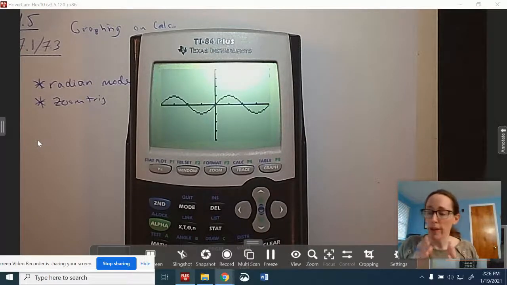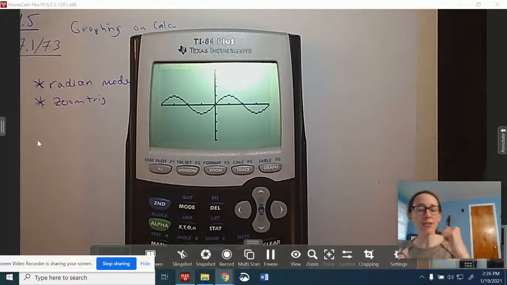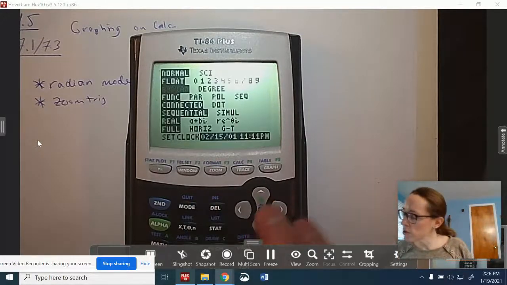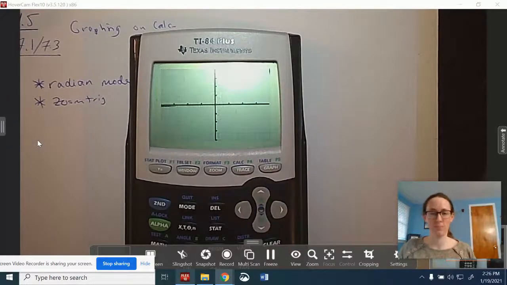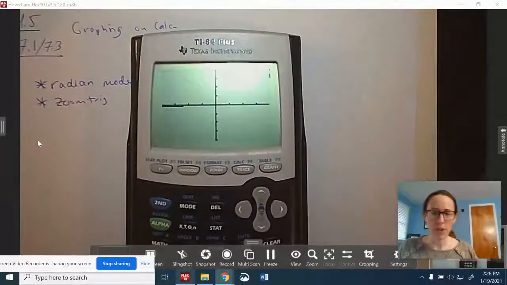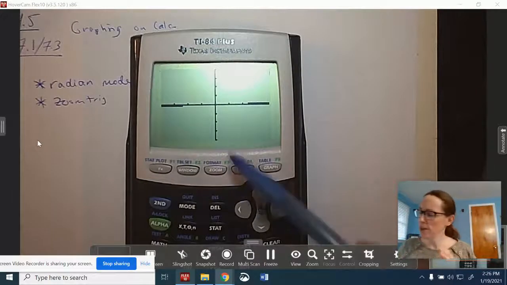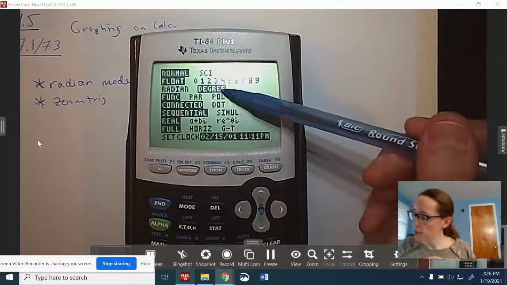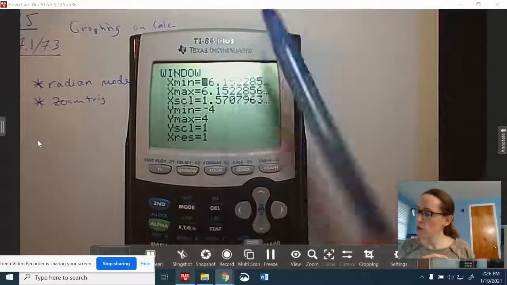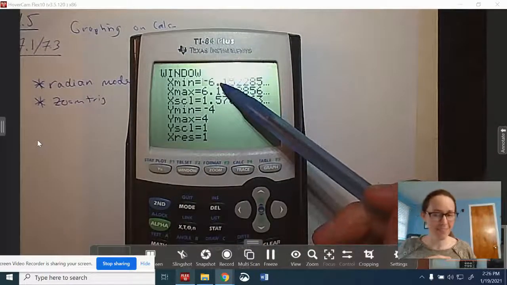I want to remind you that we are graphing in radian mode only in our course. You can graph in degrees. So if I switch over to degrees, the calculator can still graph that. Let me show you. Okay, now it looks kind of funny. It's barely there. That's because our mode is degrees, but our window is still in radians.